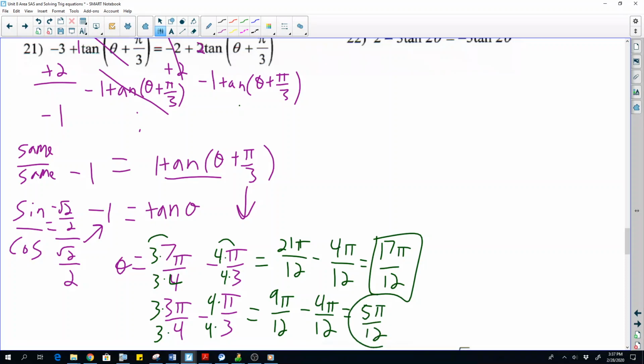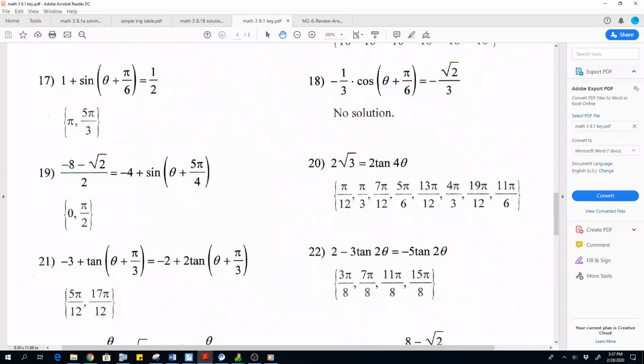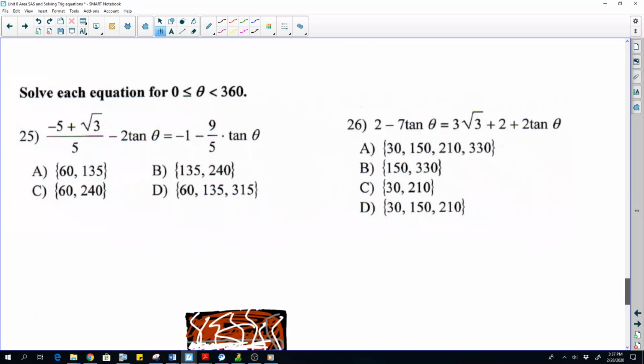Excellent. So that is for number 21. Wow, that's it. 5 pi over 12, 17 pi over 12. We got it. So there's number 21 to help you. Last one, 27. Helping you on a lot of these.